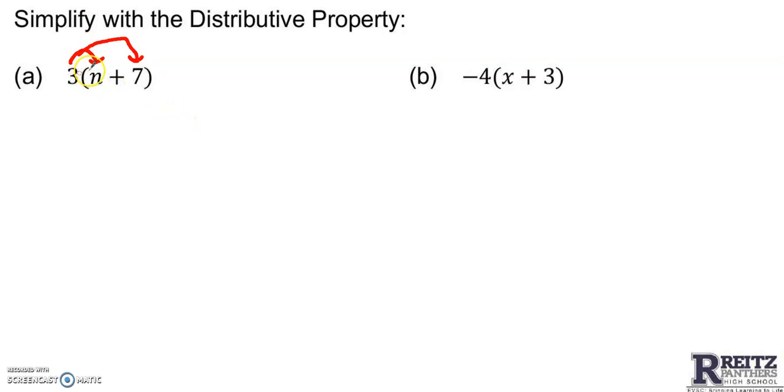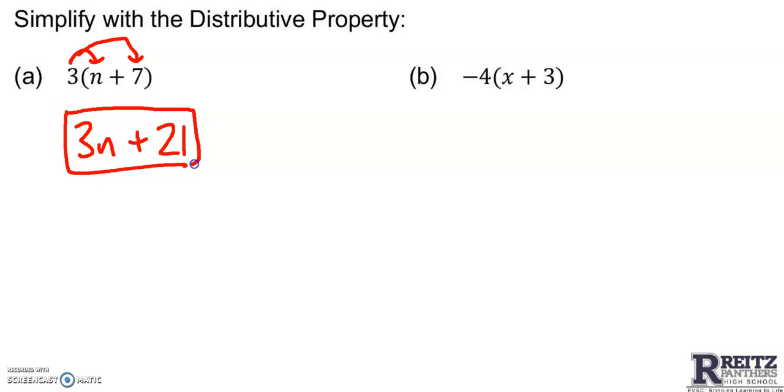So I'm going to remember that 3 times n is 3n. I'm going to remember that 3 times 7 is 21. And this plus sign here should come through as well. 3 times n plus 7 is 3n, 3 times n, plus 21.